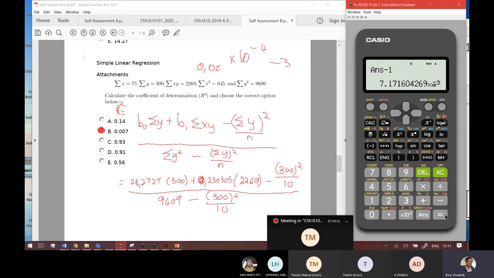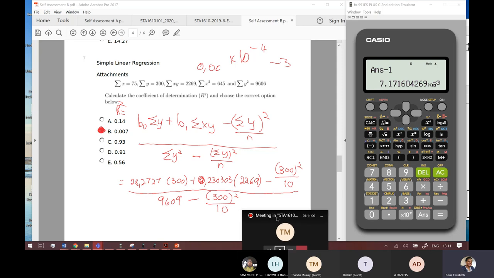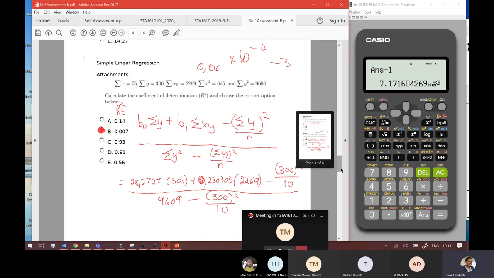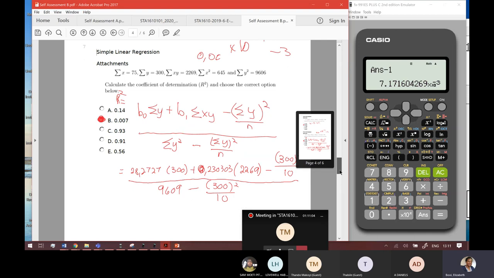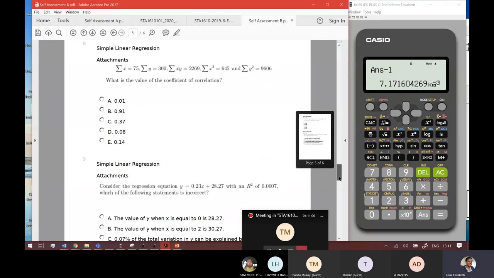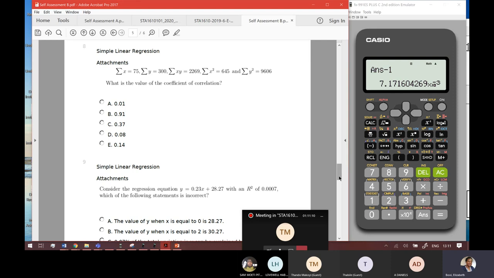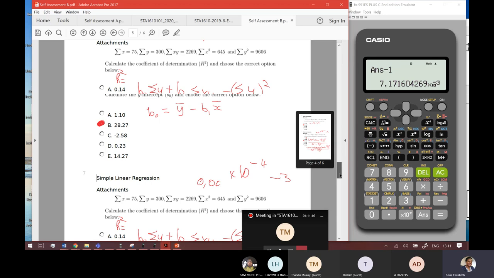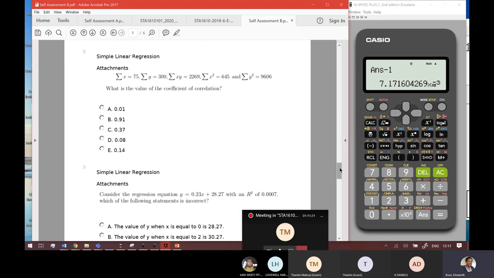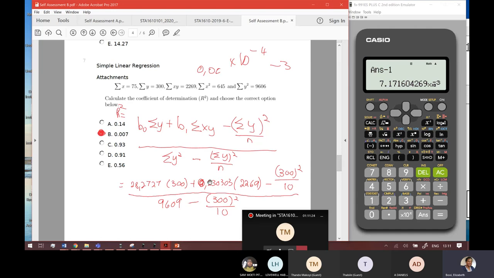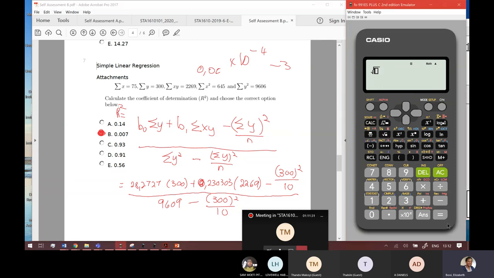Okay, so that is how you will calculate the values and get to the bottom of the answer. Okay, then going to the next one, which is 8, and we will almost be done. It means today we might also finish early. So 8 asks you to calculate the coefficient of correlation, which is R. Now you can use this answer that we have, and take the square root of it.